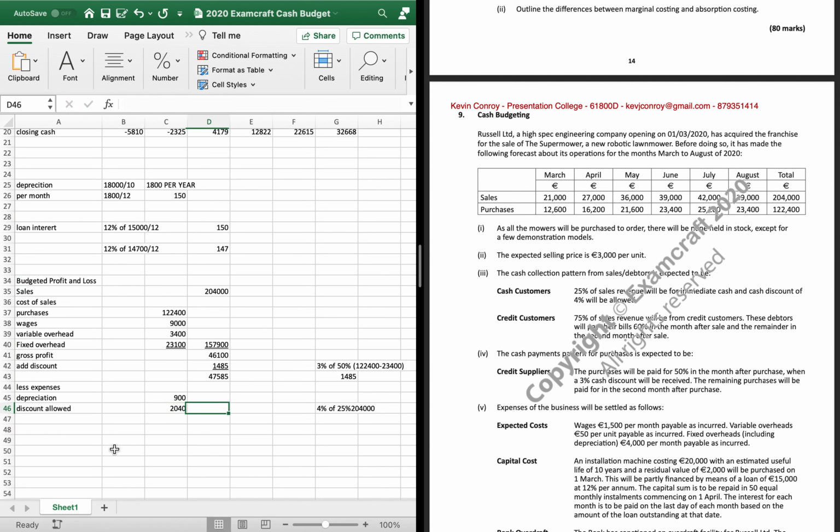So that's 2040. So that's 2940 in total, which we'll take away. So that's our net profit. I don't know why that's in red. That's from the previous question. Sorry.